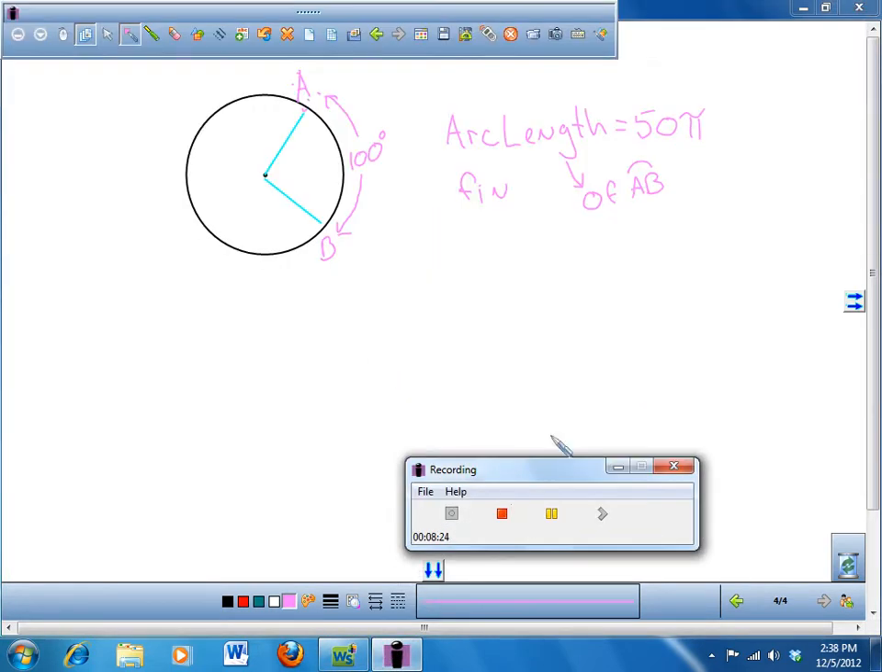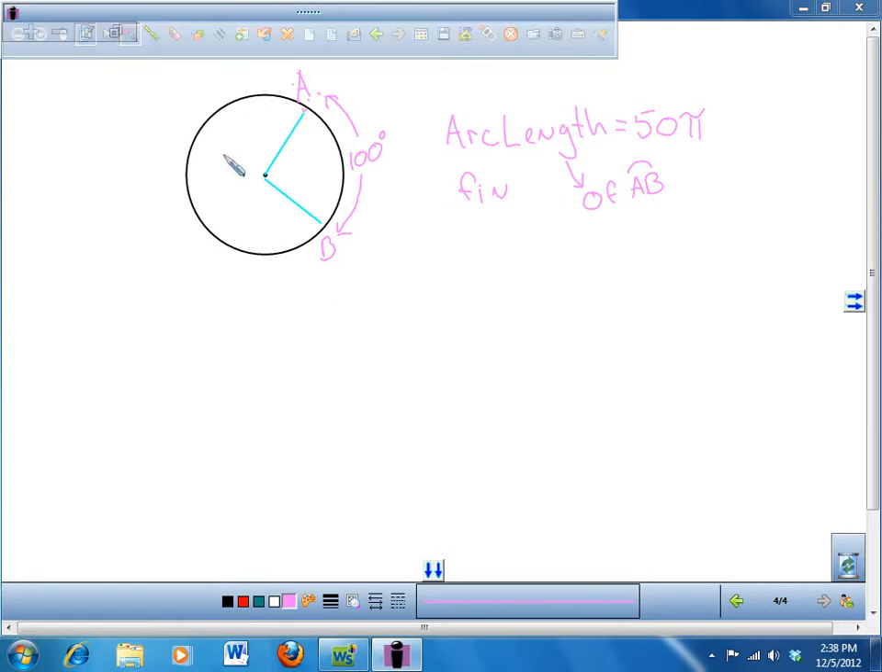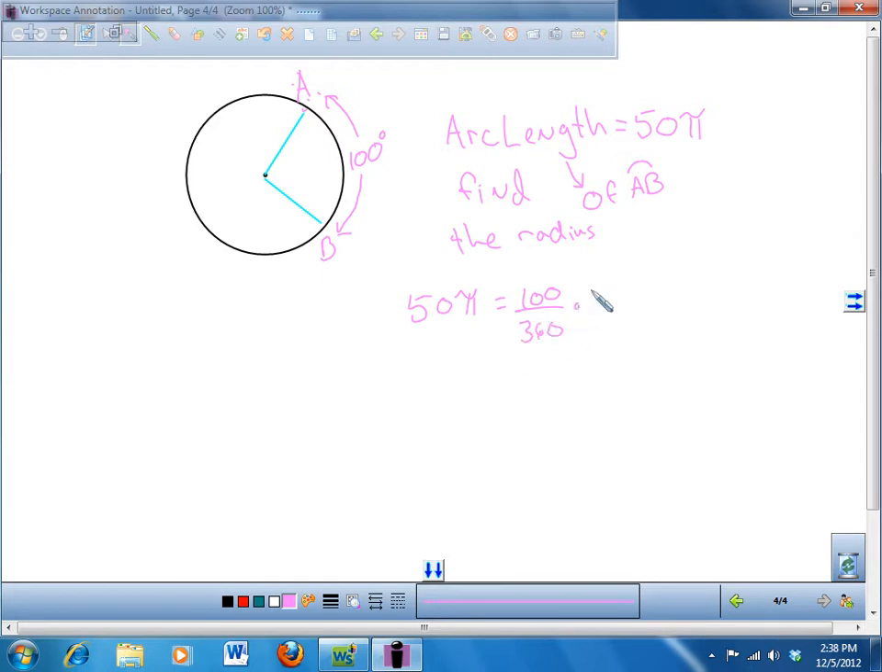So in this case, you're going backwards. Okay? So it says find the arc length. Arc length equals 50 pi. Find the radius. So in this case, you have to set up a little algebraic equation and go backwards. So in this case, what you want to do is you have to say that 50 pi is equal to 100/360ths of 2 pi r. Yeah? Got it? And you have to solve that for r.